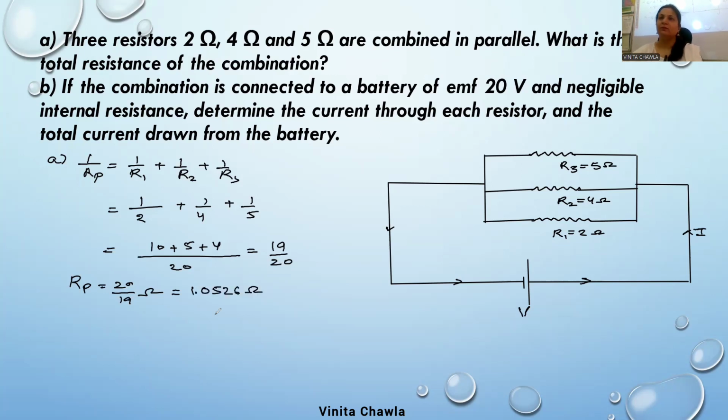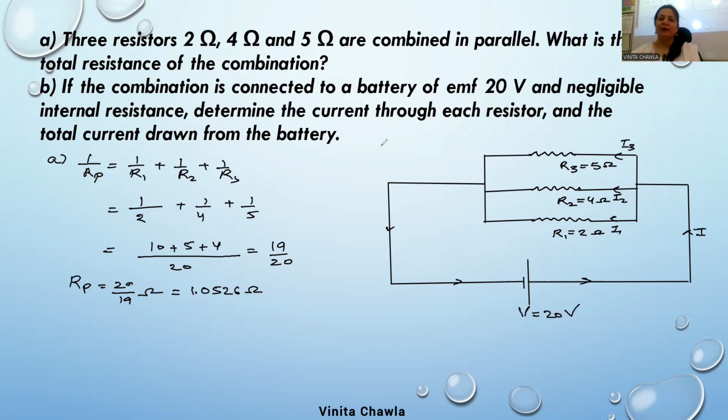1.0526. This is the net resistance. Next question: if the combination is connected to a battery of EMF 20 volts and negligible internal resistance, so r is 0, find the current through each resistor. So if I1 is the current flowing through the first resistor, we have to find I1, I2 and I3 and the total current drawn from the battery.